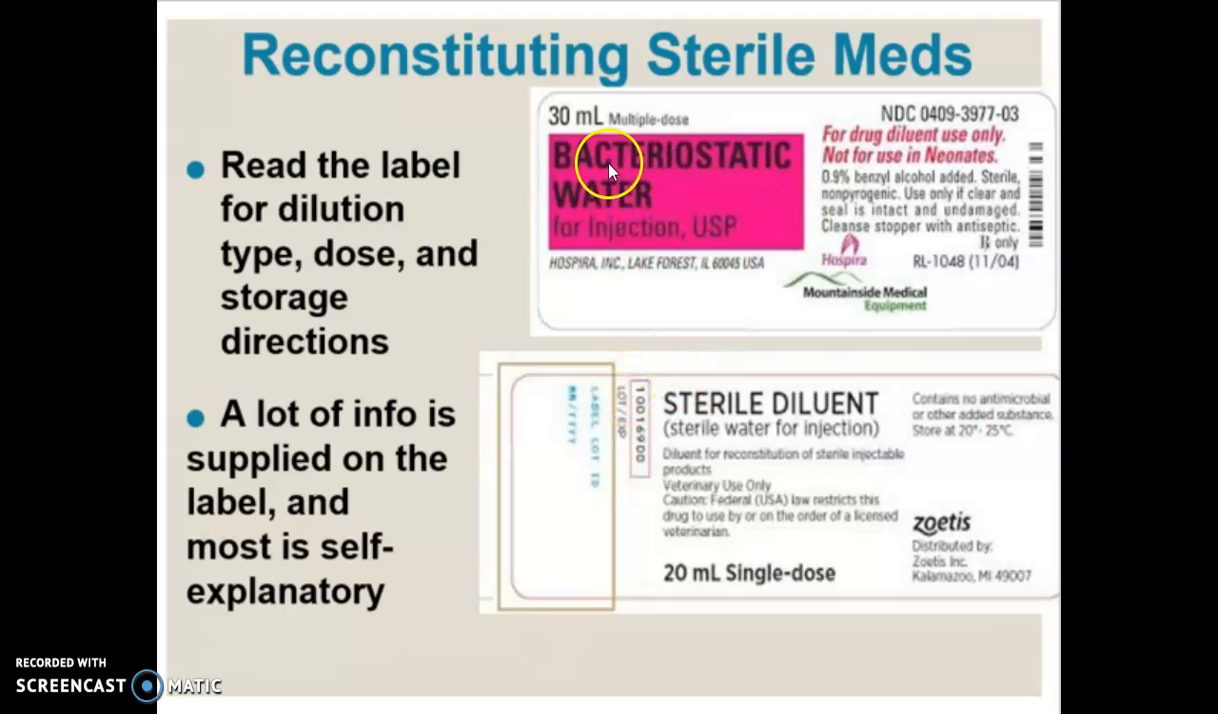You can see here I've got a label for bacteriostatic sterile water, 30 milliliters. I've got a label for a sterile diluent, just sterile water. Okay, so that one's a 20 milliliter. But those are two different diluents there. That bacteriostatic sterile water has that benzyl alcohol. I think it even tells you that. Yeah, 0.9% benzyl alcohol has been added.